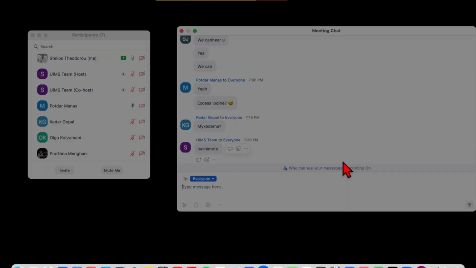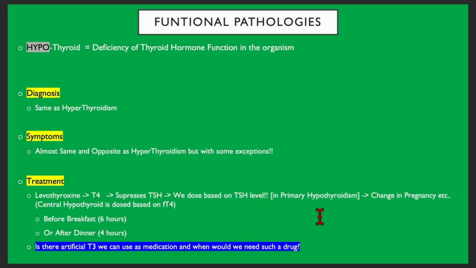Doesn't T4 become T3 eventually? Or is it the opposite way around? Yes, you're right. T4 becomes T3. So do you think it makes sense for... No. Okay, they are creating it, but it's only for one occasion, only a specific indication. We're gonna talk about it in the next one. It's called liothyronine. So liothyronine is the artificial T3, and it has only one indication that I know of.